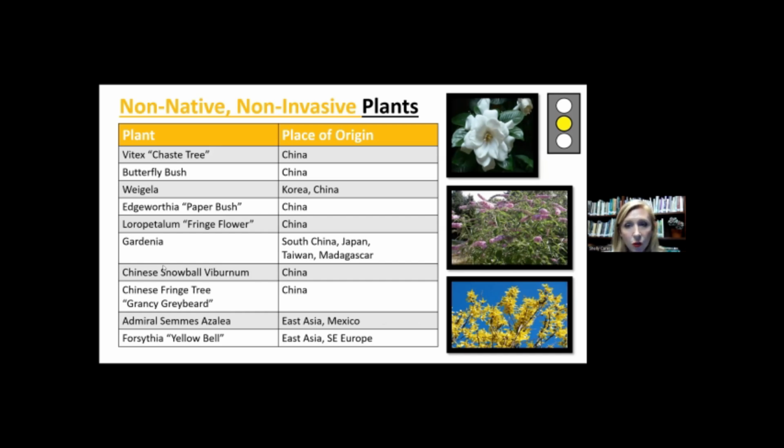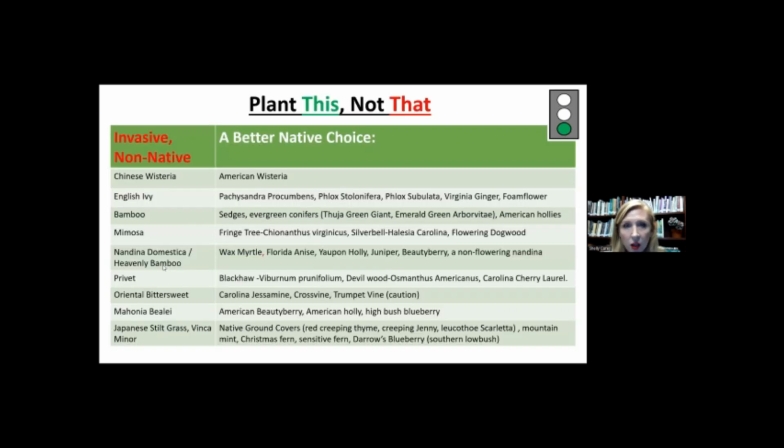It is a nectar source for butterflies, but the plant won't support butterflies fully, in the way that it won't provide enough food for them. But it's not considered problematic at this time. So again, yellow light on this.